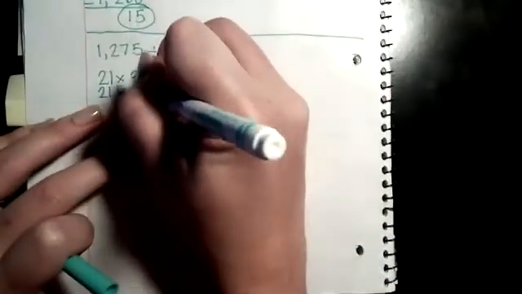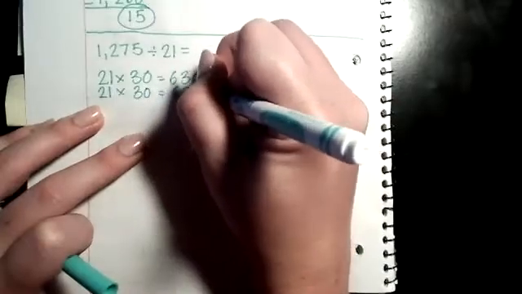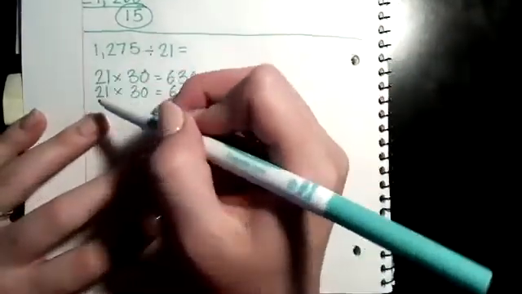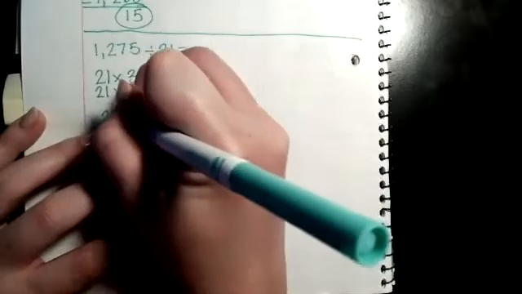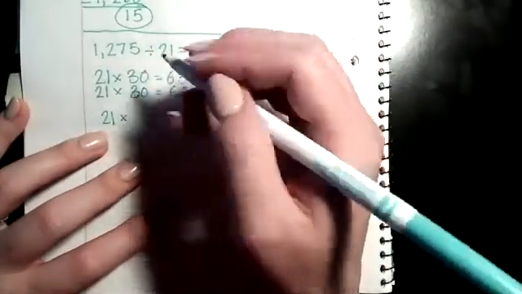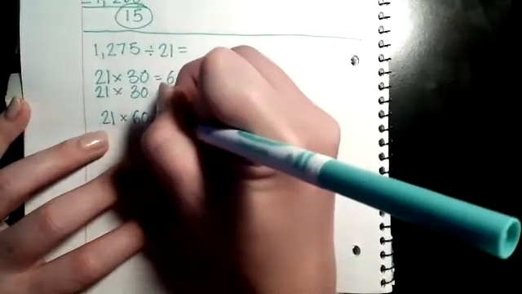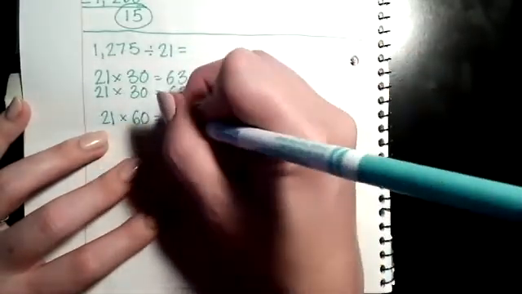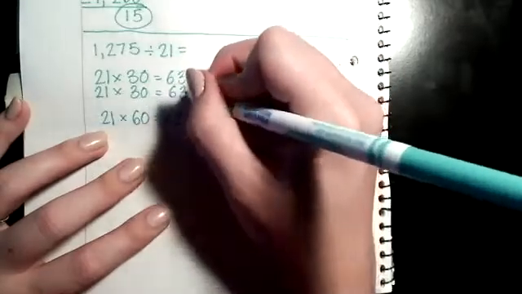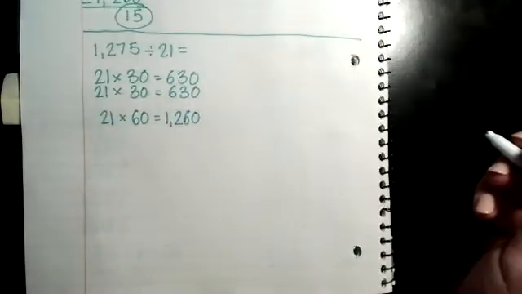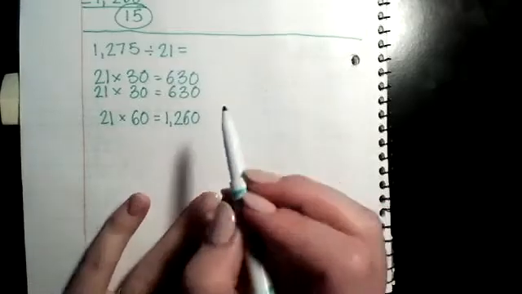If I do it again, let's see what we get here. So I did 21, and then I did 30, and then I did 30 again. So 30 doubled is 60. And my answer doubled is going to be 600 plus 600, that's 1,200. 30 plus 30, that's 60. 1,260. Okay. So I got that.